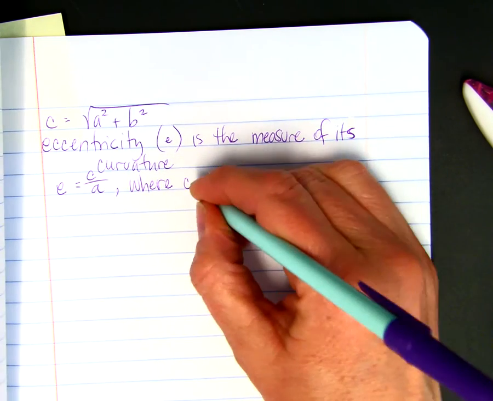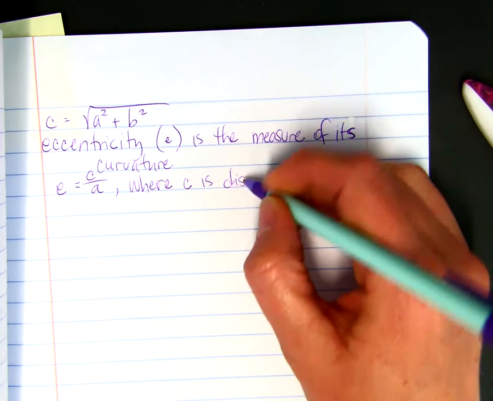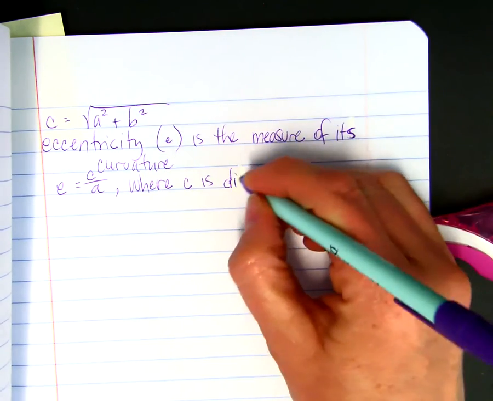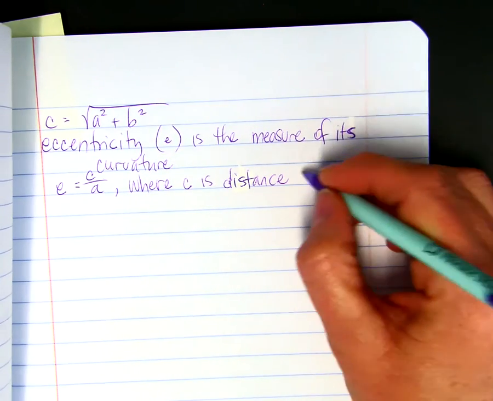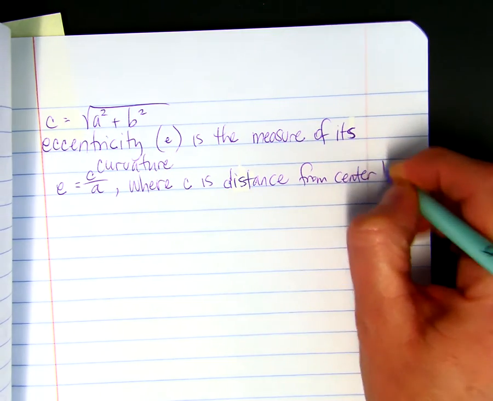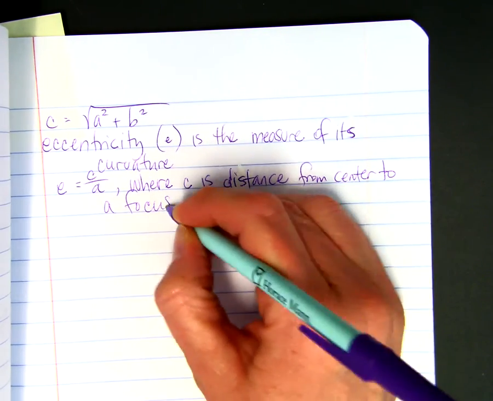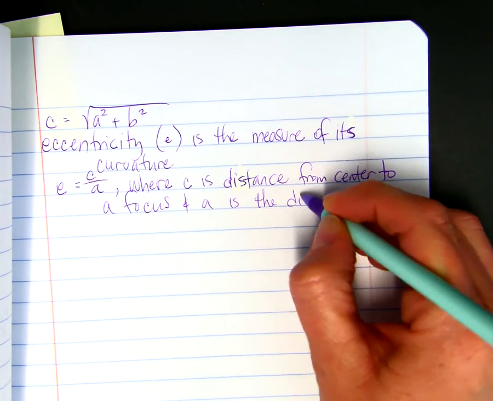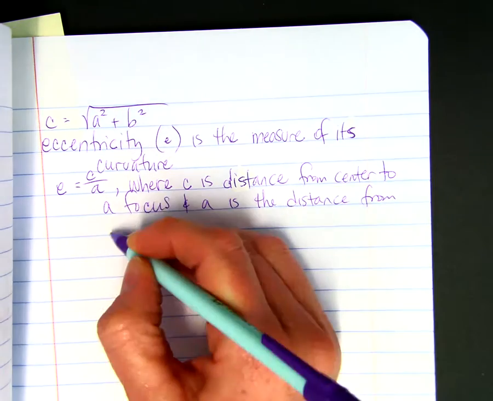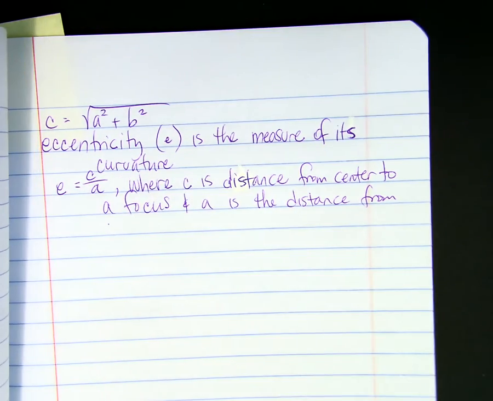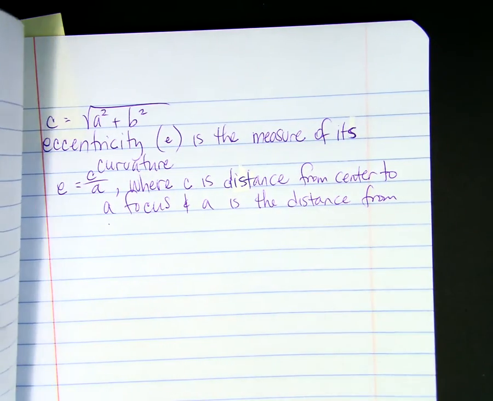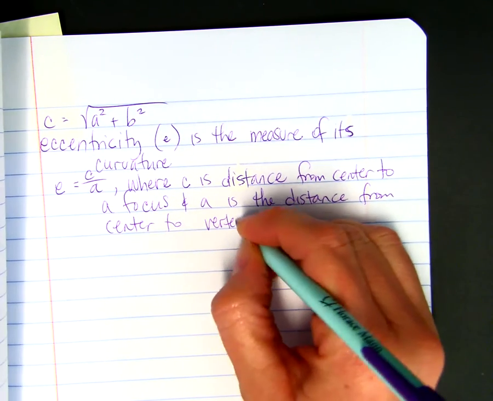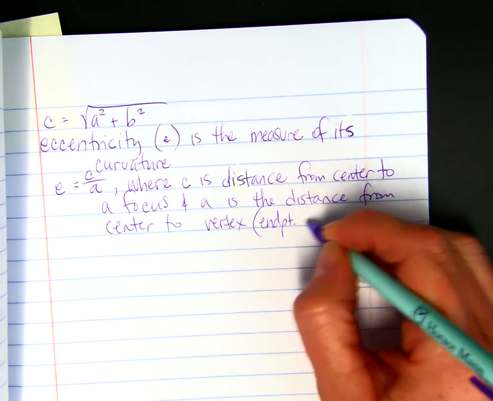Where c is the distance. Well, I don't know how to spell distance. Okay, where c is the distance from the center to a focus, and a is the distance from the center to a vertex. Remember, the vertex is the endpoint on a major axis. Put in parentheses, endpoint of major.